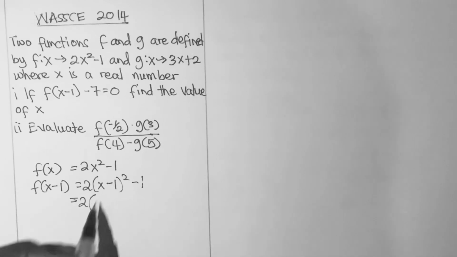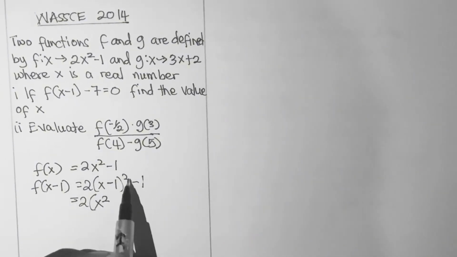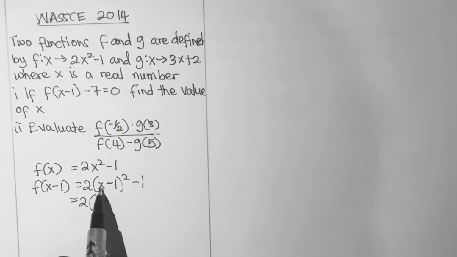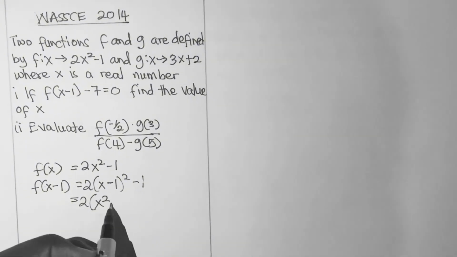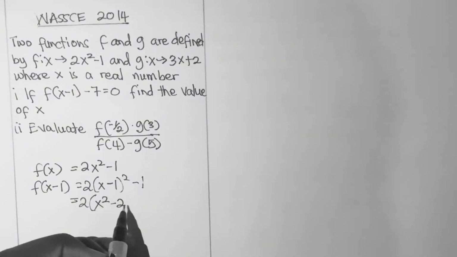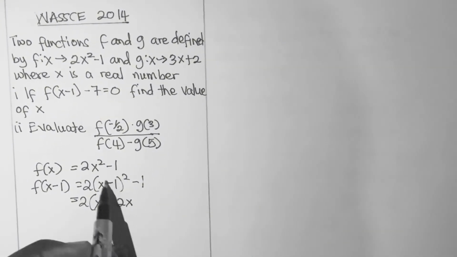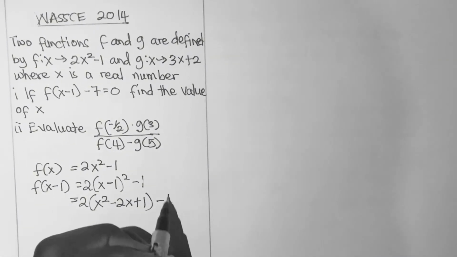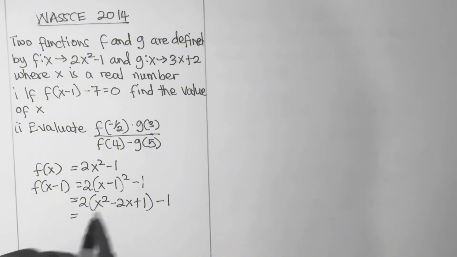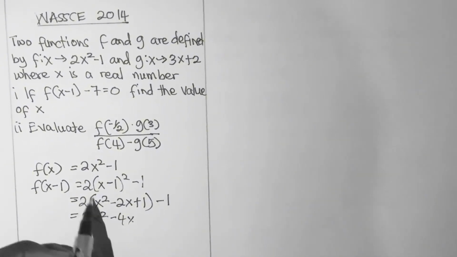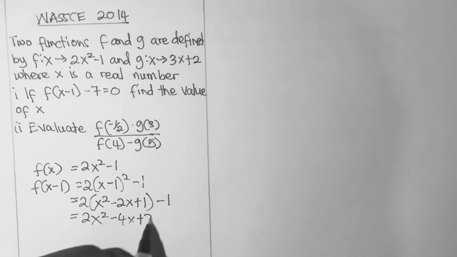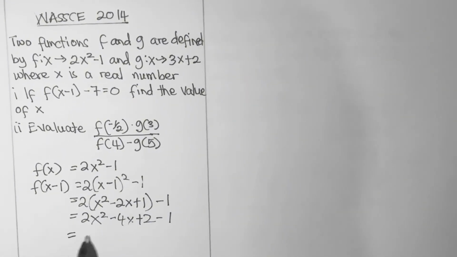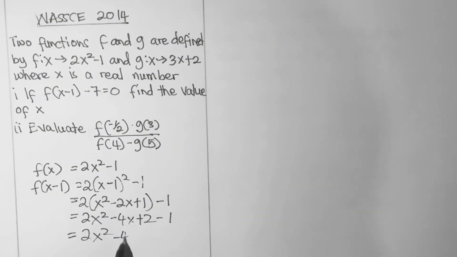So this becomes x squared, then 2 times x is 2x, then times minus 1 becomes minus 2x. Then minus 1 squared is 1, so plus 1. Then minus 1. So this is equal to 2 times x squared, which is 2x squared. 2 times minus 2x is minus 4x. Then 2 times 1 is plus 2, minus 1. So it becomes 2x squared minus 4x. Then 2 minus 1 is 1, so plus 1.